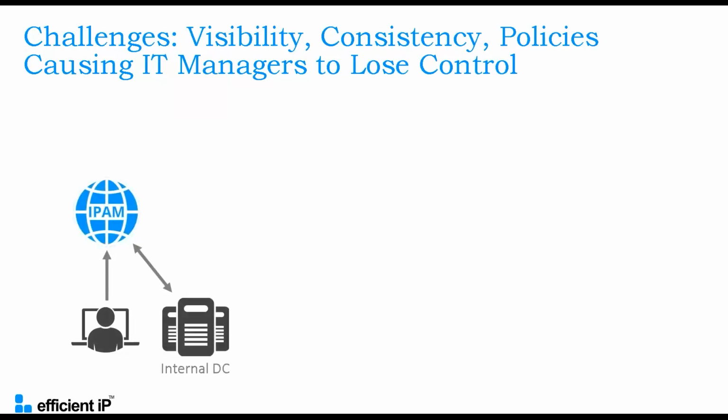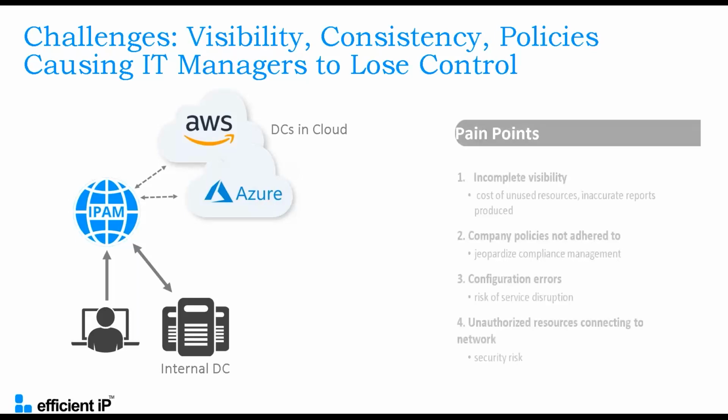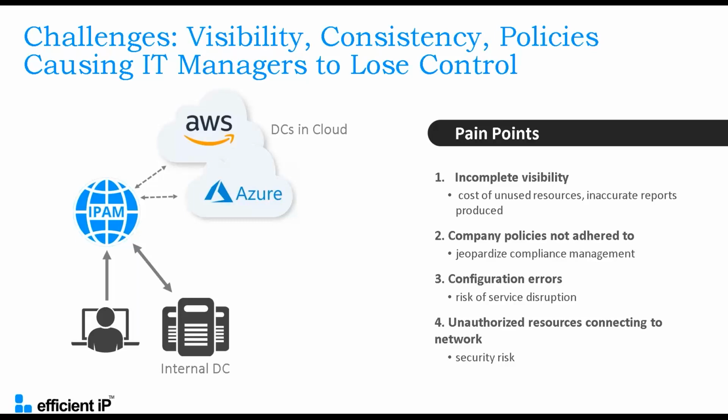So the challenges of visibility, consistency, and policy control cause managers to lose control, not just of their minds, but of their networks. So in an instance where we've got a traditional network with a traditional IPAM, well, we want to tie the traditional DCs into that traditional IPAM for the traditional network. Because otherwise, we end up with incomplete visibility, policies not being adhered to, configuration errors, unauthorized access to the network. So if we don't have these components all singing and dancing in the same way, then we open ourselves up for pain.